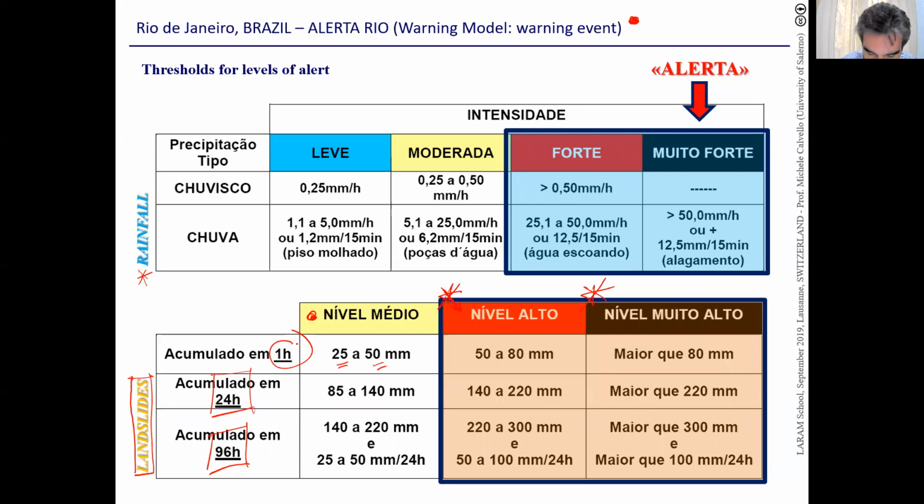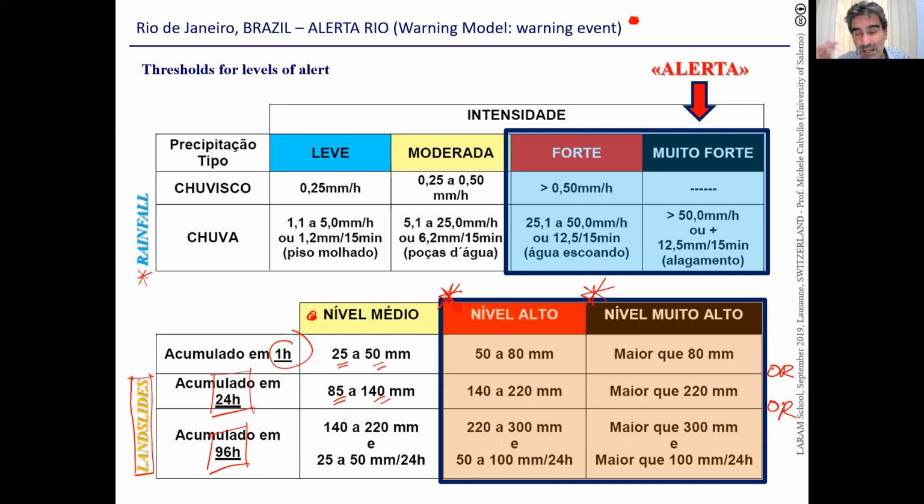But you may be in the yellow level also because maybe in 1 hour you don't get 25 millimeters of rain, but you get more than 85 millimeters over the day, up to 140. So basically, here there are some or statements. As long as one of these 3 indicators overcomes the threshold, you enter into those levels.